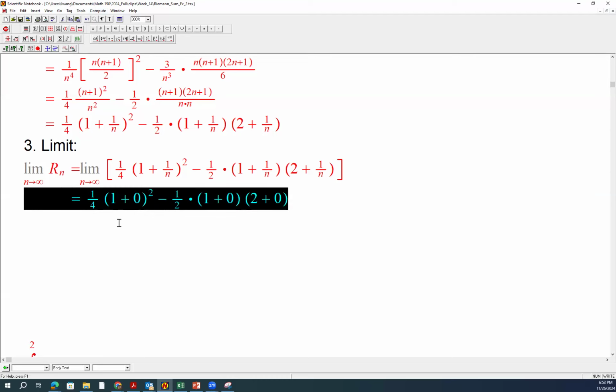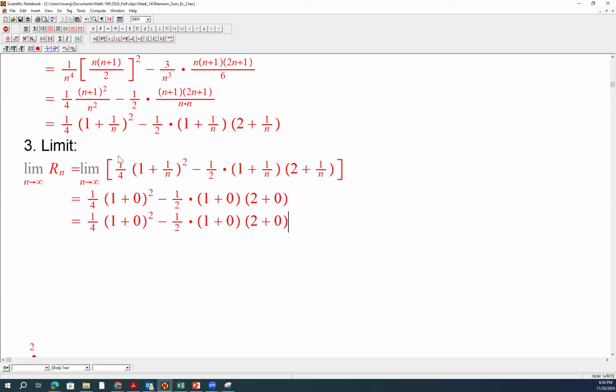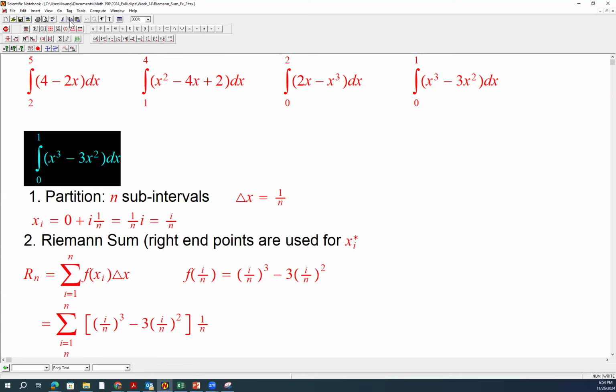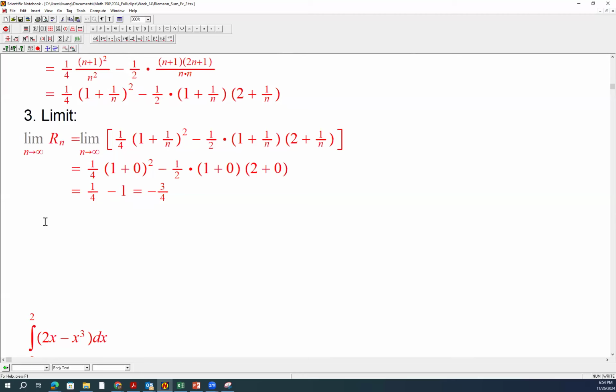And we're almost done. So this is 1, and this is 2, and that equals 1. So in the end, we get negative 3/4. That's it. So for this question, the final answer is negative 3/4.